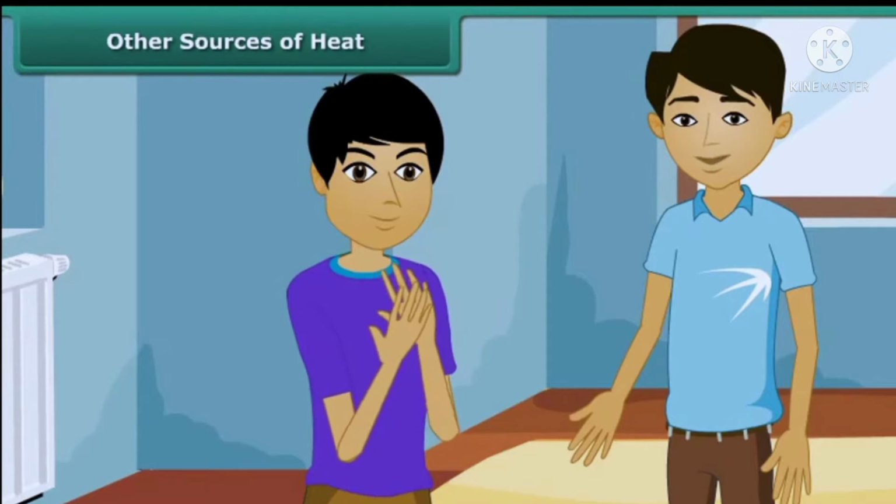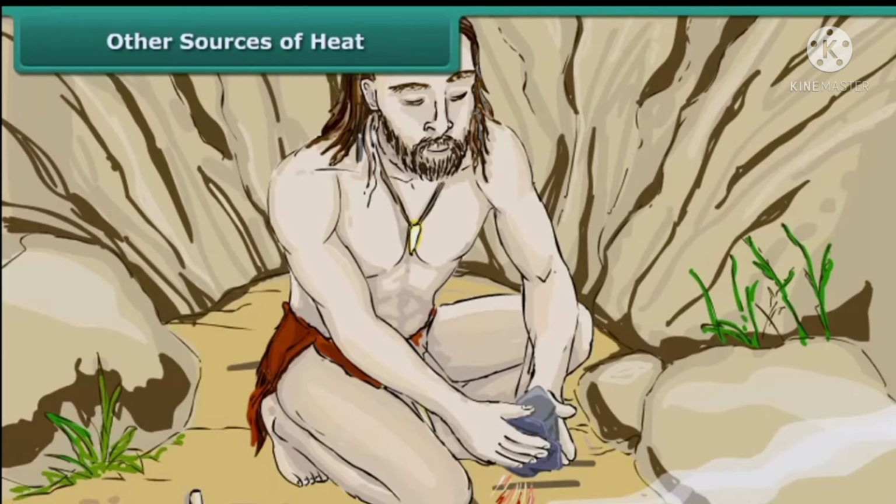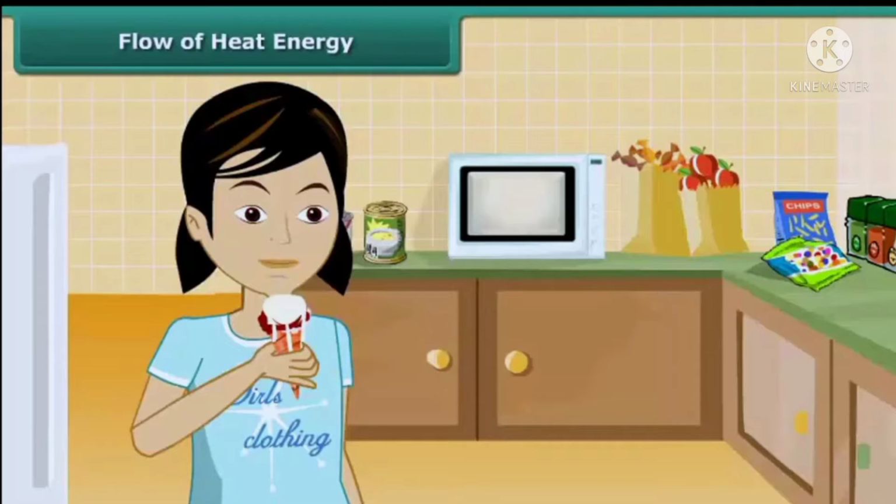Heat can also be produced by rubbing two things together. This is by doing mechanical work. Rub the palms of your hands together. What do you feel? You will feel that it is hot. The ancient man generated fire by rubbing two stones.